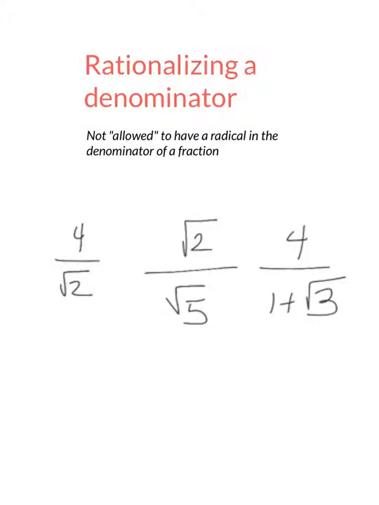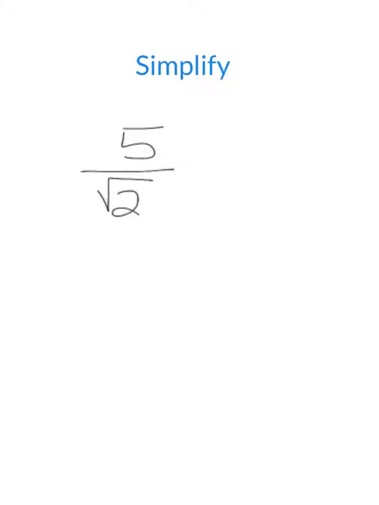So we're just going to rationalize a denominator because there's a rule that says you're not allowed to have something with a square root under a fraction. So the first type of problem is when you have just a single radical in the denominator. So this would be like type 1.